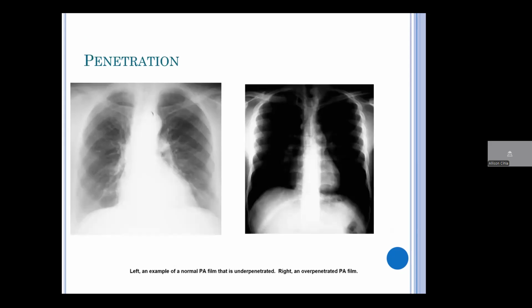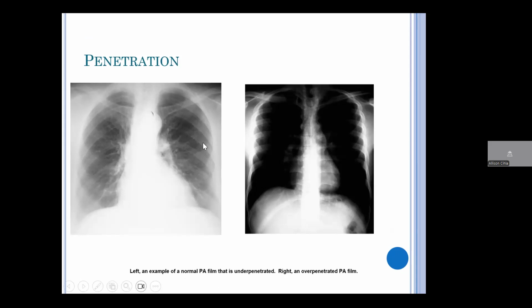On this x-ray on the left, this is underpenetrated. You cannot see any of those spinal details. You cannot see anything to differentiate between the trachea, the spine, and the heart. Versus on the right, we have overpenetration, and so you start to lose all of the detail that you would want to see in the lungs.